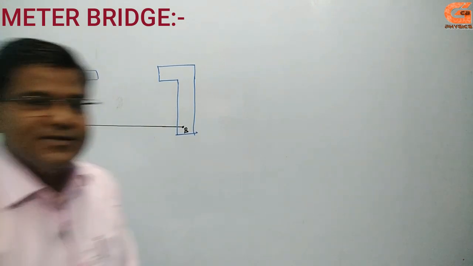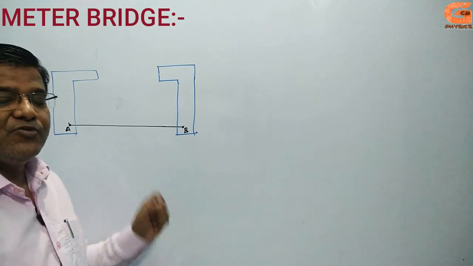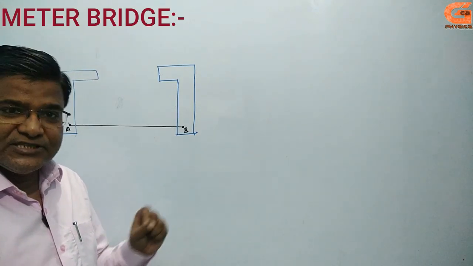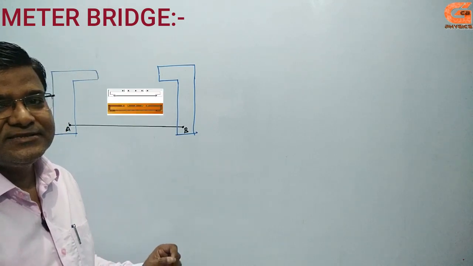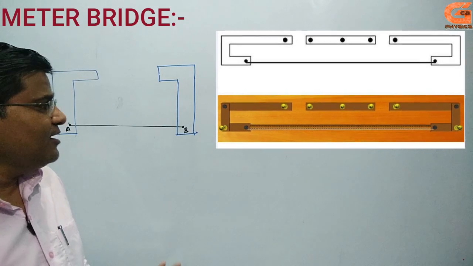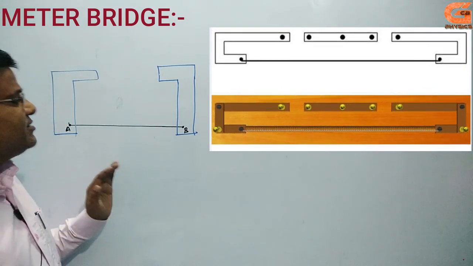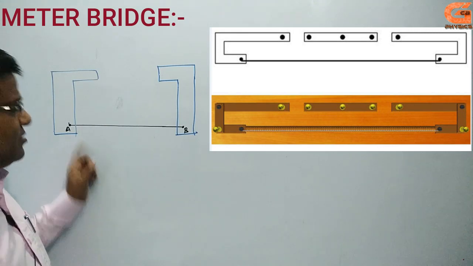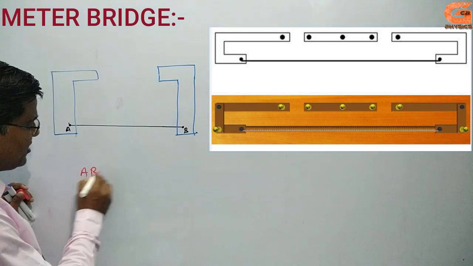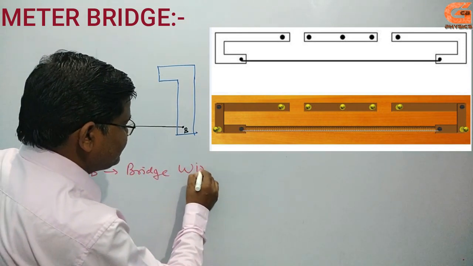The topic is meter bridge. Meter bridge is a device which measures the unknown resistance and the ratio of unknown resistances, or the unknown temperature of the environment or any substance. This device has a wire AB, which is called the bridge wire.